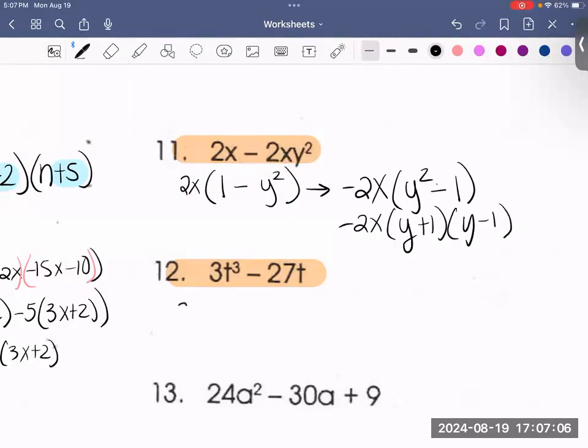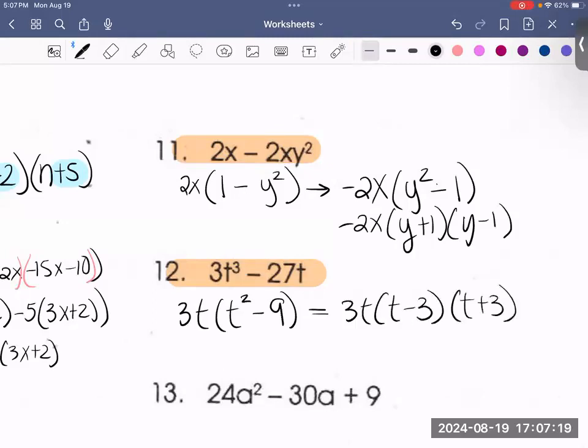One more time. T squared minus 9, 3t, t minus 3. There you go.